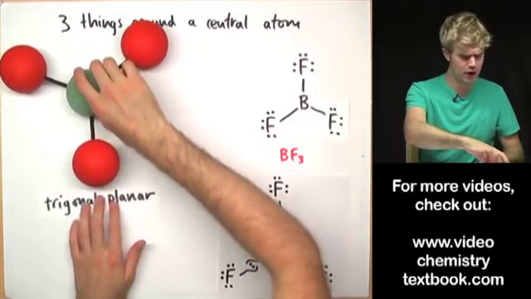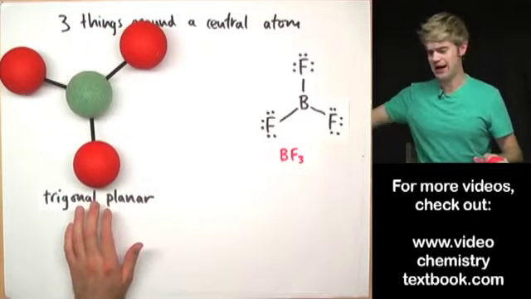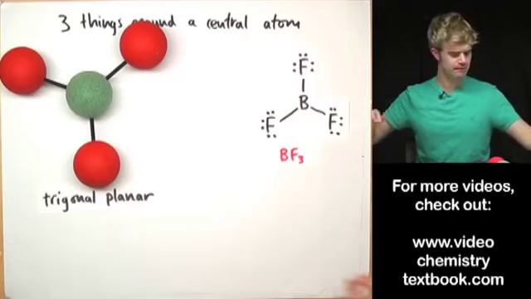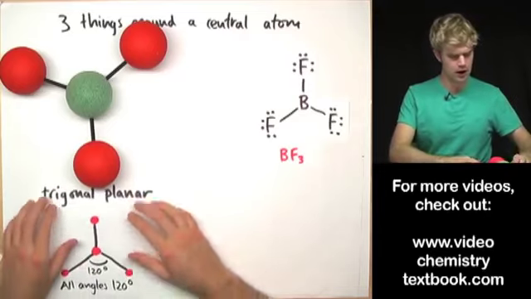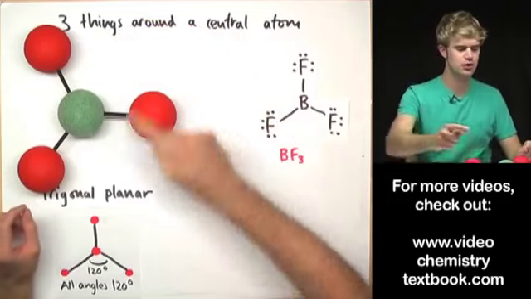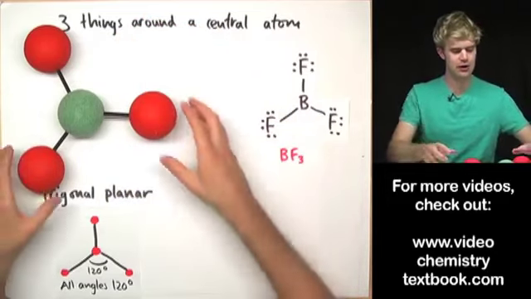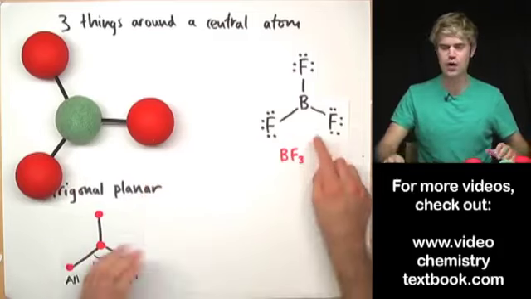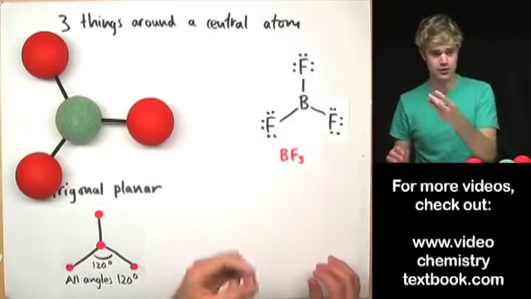Now, what are the angles between the atoms in a trigonal planar shape? They are all 120 degrees. So the angle between here and here is 120, here and here, and here and here. So that is what BF3 would look like in 3 dimensions.